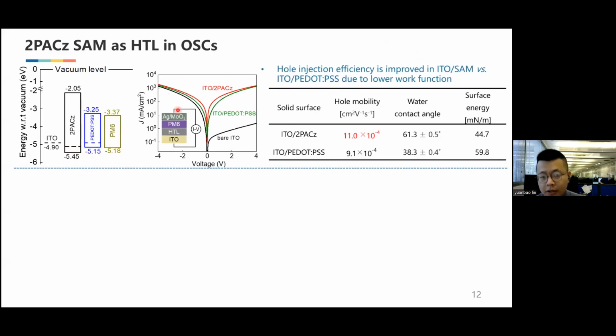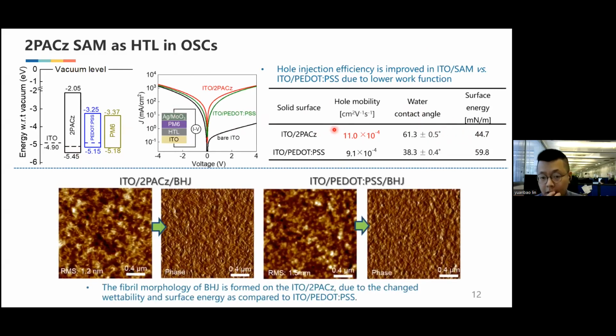When we test the hole-only device, the hole mobility is a little bit enhanced as compared to the PSS. Also, these 2PACz have a different surface energy and wettability as compared to the PSS. When we spin coat the bulk heterojunction on 2PACz, we can see a nanofibrous structure. This nanofibrous structure is better for charge transport, but for the active layer on the PSS, it's very hard to distinguish these nanofibrous structures.